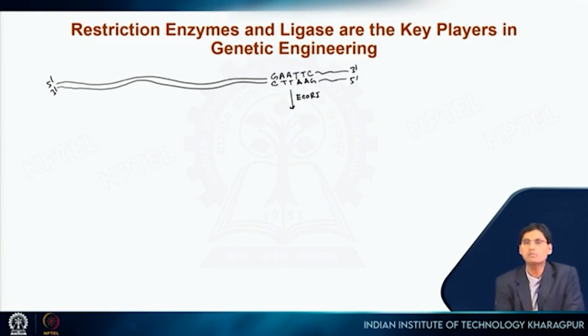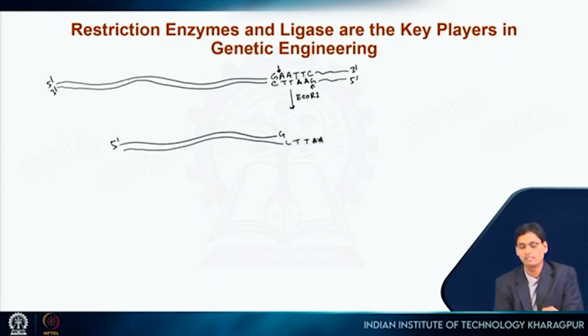So what will happen? After digestion, you will get 5 prime, this fragment, then it cuts here. So as a result, G, and then C, then T, T, A. So this is the big fragment here. I am just mentioning here, this is the large fragment, and this side is the small fragment.